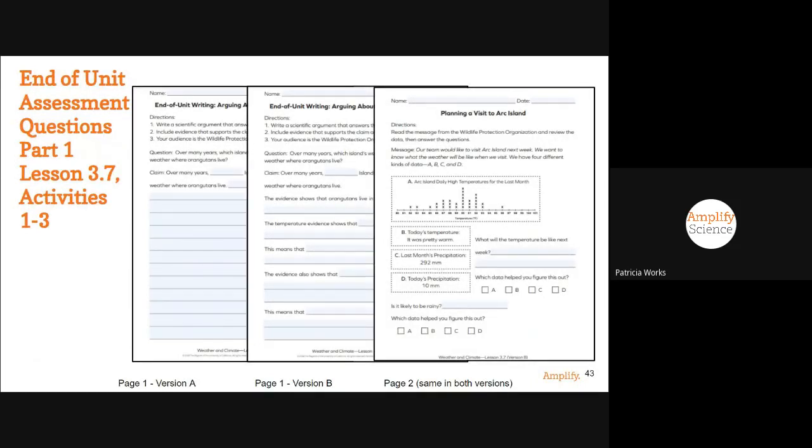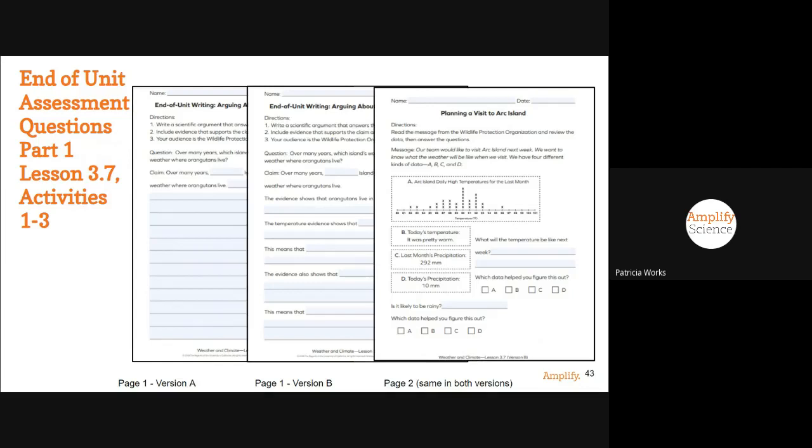Okay, here's post-assessment part 1. Students are writing a scientific argument with the Wildlife Protection Organization as the audience to describe which island's weather will be the most like the weather where orangutans normally live. And they're supporting this with evidence using scientific language.